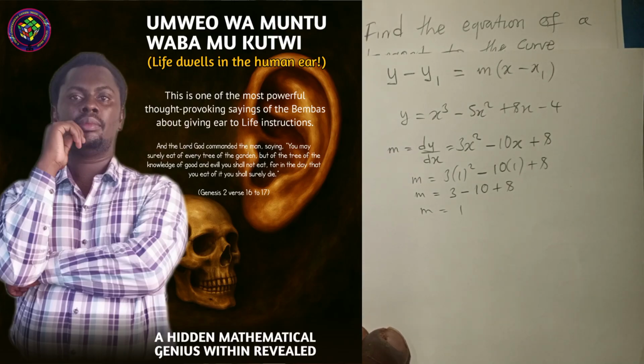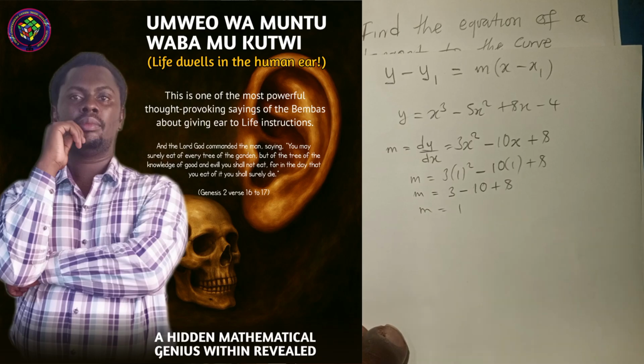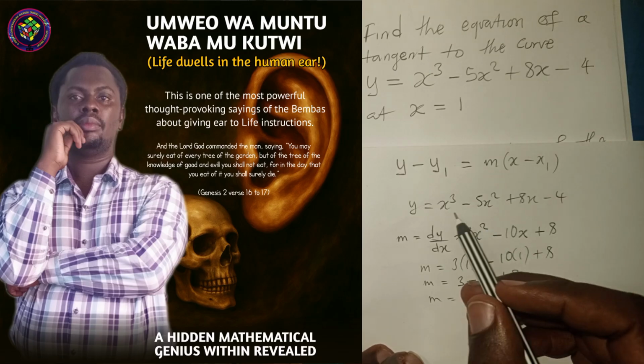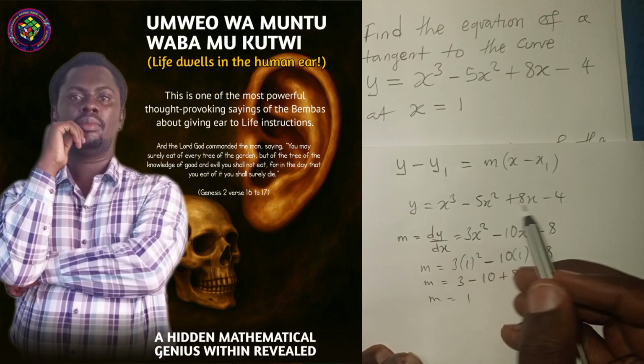So the other thing is that we need the coordinates of the point, that is the x coordinate and the y coordinate. So we already have the x coordinate. We know that x is 1. So we also need the coordinate for y. Okay, so for the coordinate for y, you just put a 1 where there is x.